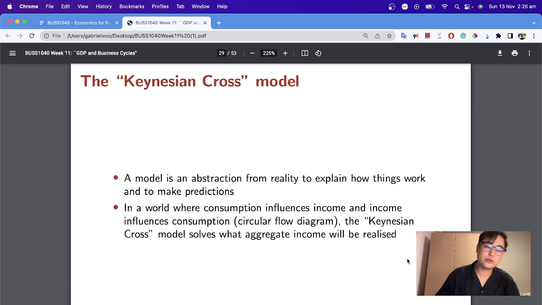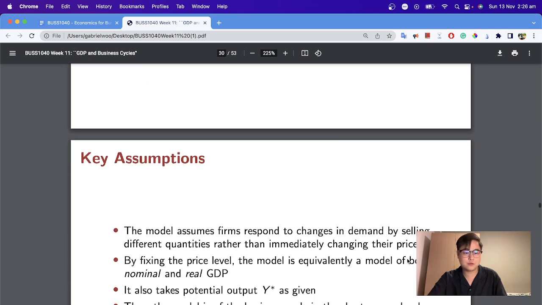Now, what a Keynesian model does is it gives an abstract of the reality. So once again, models reflect reality. It's an abstract of the reality to help us illustrate how to make predictions in relation to current economic activity, current GDP levels, to the expected or the full employment GDP levels.